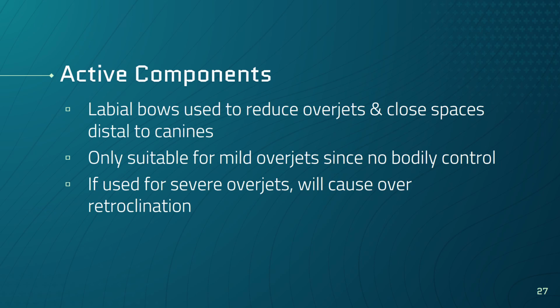Now, labial bows are used to reduce overjet and close spaces distal to canines. Labial bows are only suitable for mild overjets since no bodily control is available in a removable appliance. If used for severe overjets, this will cause over retroclination of the anterior teeth.